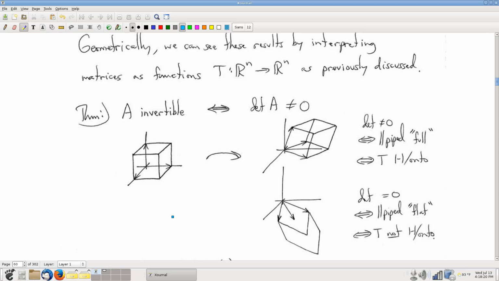And let's consider cases. I'm going to start off by considering the case where the determinant is equal to 0. Well, the determinant equaling 0 tells us something geometric. It tells us that the volume has been smushed. In particular, this parallelepiped is flat.